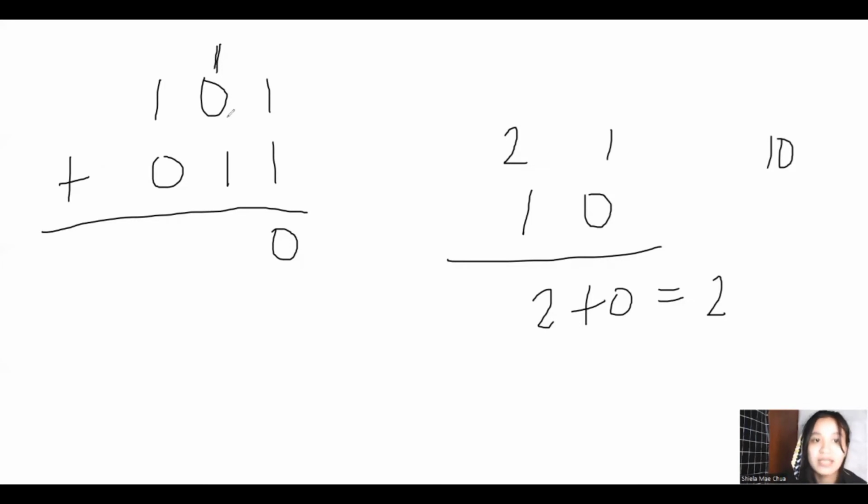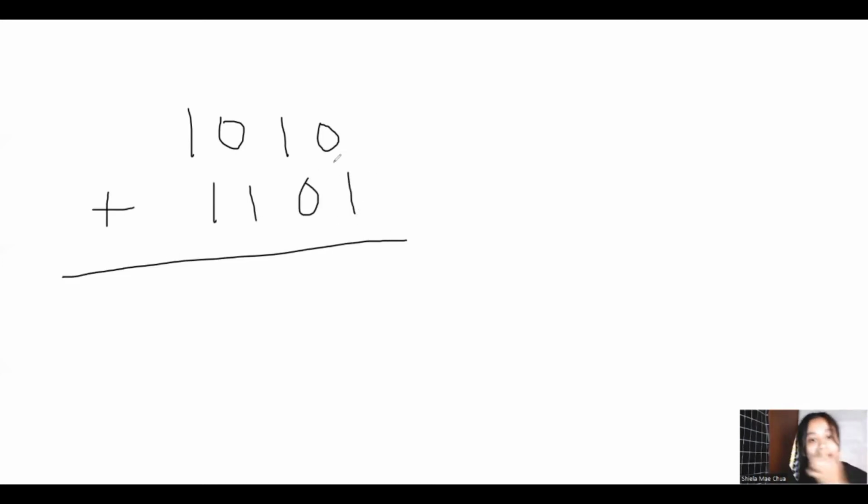Now, 0 plus 1 is 1, plus 1 is 10. And 1 plus 0 is 1, plus 1 here is 10 again. So 101 plus 011 is equal to 1000. Now let's go with our next example, which is 1010 plus 1101. 0 plus 1 is 1. 1 plus 0 is 1. 0 plus 1 is 1. And 1 plus 1 is 10.